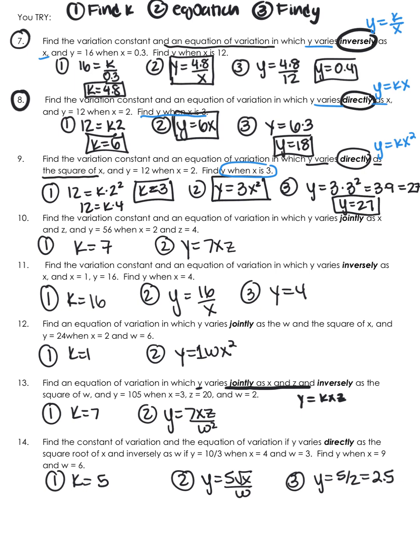And inversely with the square of w. You have to do it all in one time. And inversely as the square of w. So what does it mean to be inversely? What does inverse mean? Multiply or divide? Divide. So you have to divide by the square of w. So directly with k, x, and z, and inversely as the square of w.